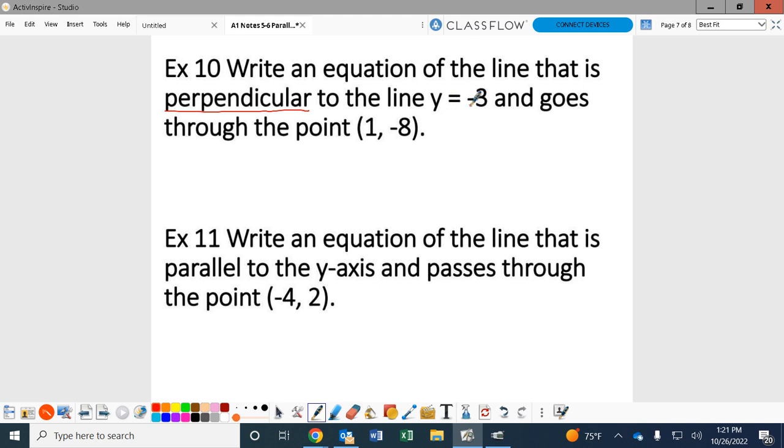Guys, if it's a y line, what kind of line is that? It's a horizontal line. Okay, and we need it to be perpendicular to a horizontal line. If it's going to be perpendicular to a horizontal line, what kind of line is that going to be? Vertical. Which means it's going to be what letter equals a number? X. And what's the x in the ordered pair? 1. You just did it.